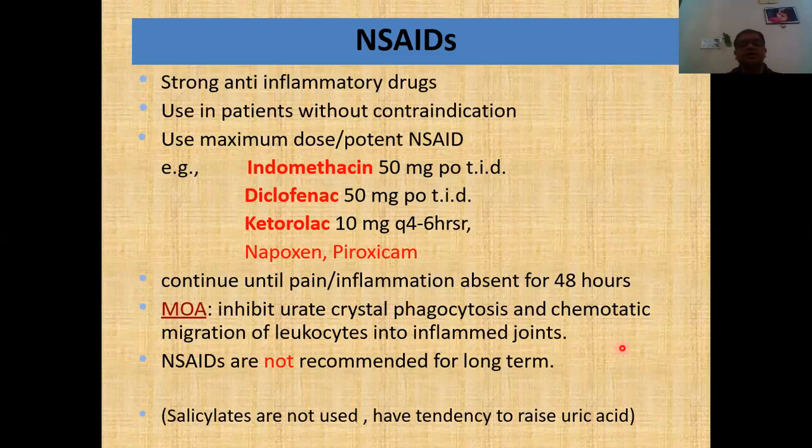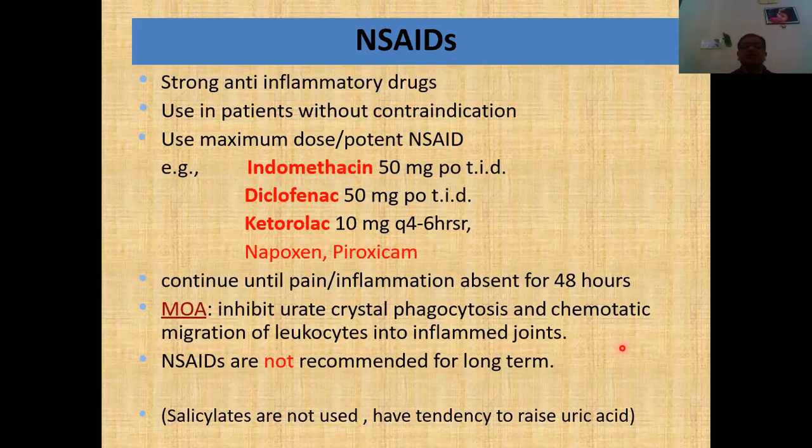Then ketorolac, at about 10 milligrams. Then naproxen or piroxicam. These are the drugs to be given. Continue until the pain or inflammation is absent for 48 hours. You just have to give the drug of choice for this.